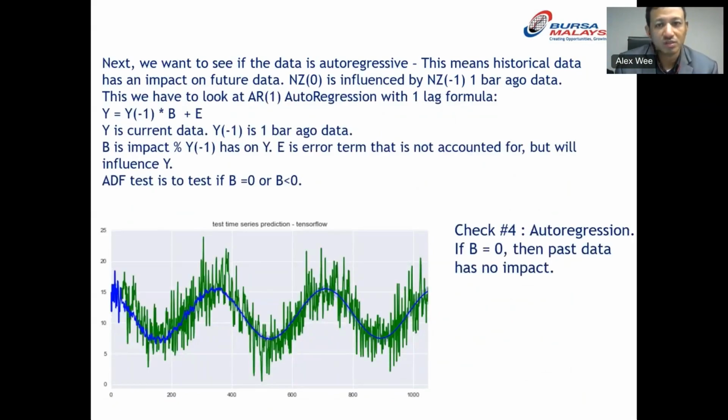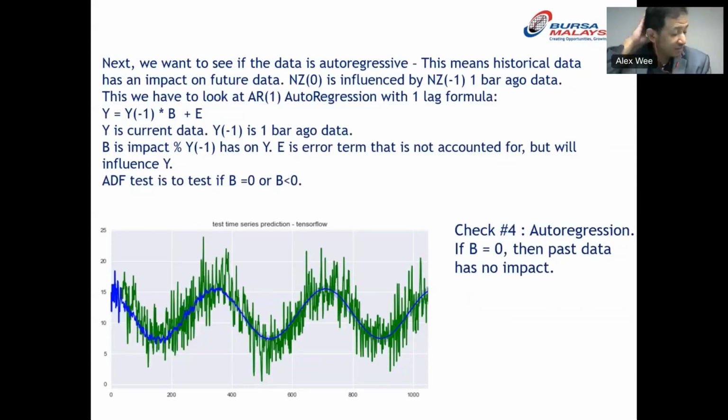Then the next question is, do we want to see if the data is auto-regressive? It means that the historical data has an impact on the future. If NZ0 means the current price, is it influenced by NZ negative 1, meaning the gold price one bar ago? Then you have to look at the auto-regression with a 1 lag formula, which is y equals b times y minus 1 plus e, where e is an error term.